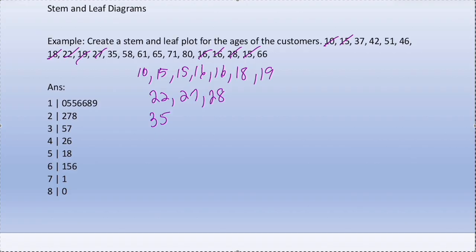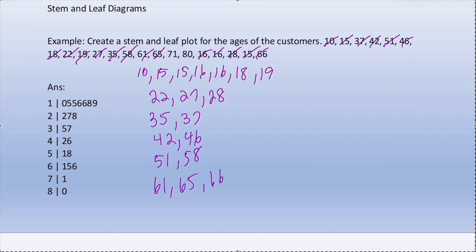Let's cross that off. Now go to 30s. There's a 35 and there's a 37. Let's cross those off. 40s, there's a 42. And then there's a 46. And then in 50s, there's a 51 and a 58. 60s. We got a 61 on that list, 65, cross those out, and a 66. And then for 70s, there's only a 71 and an 80.